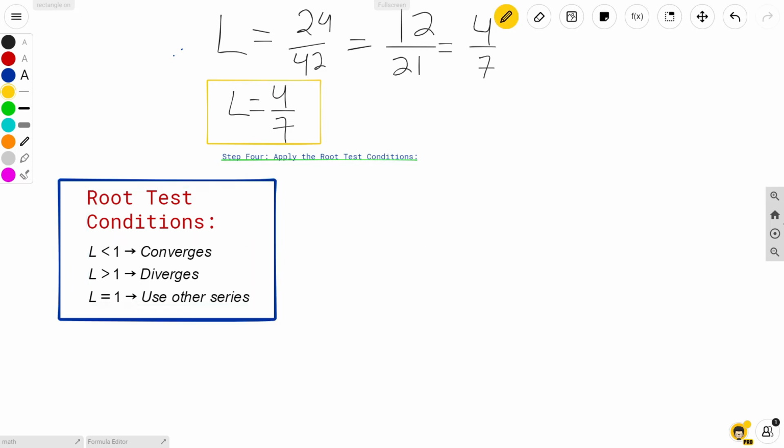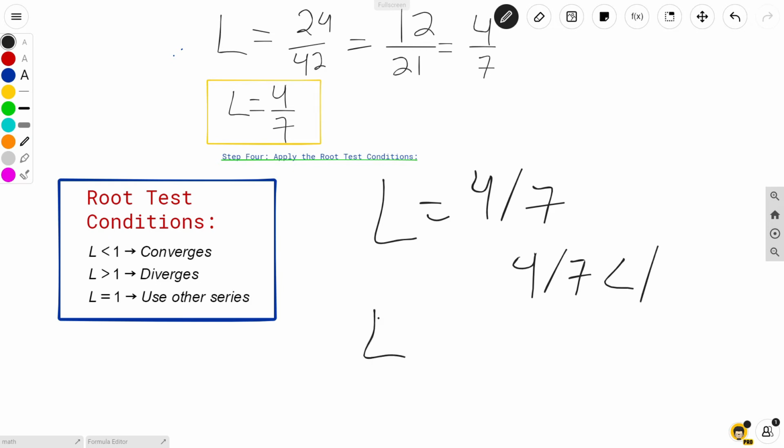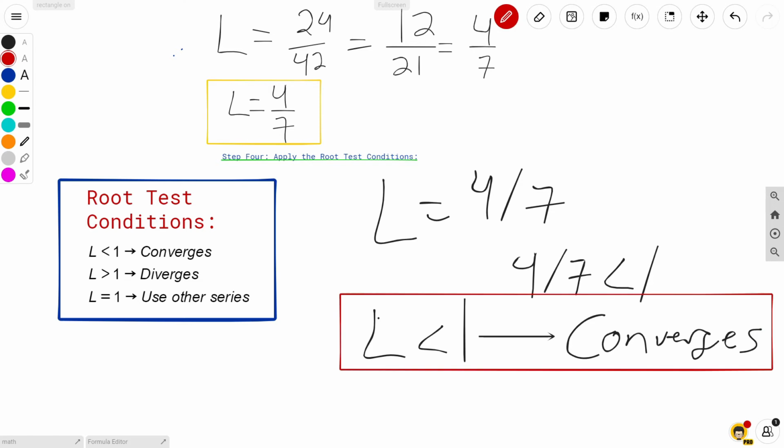So right here, our L is equal to 4 divided by 7, and 4 divided by 7 is less than 1, which means L is less than 1. And since L is less than 1, this series converges. So this is our answer. This series converges by root test conditions.